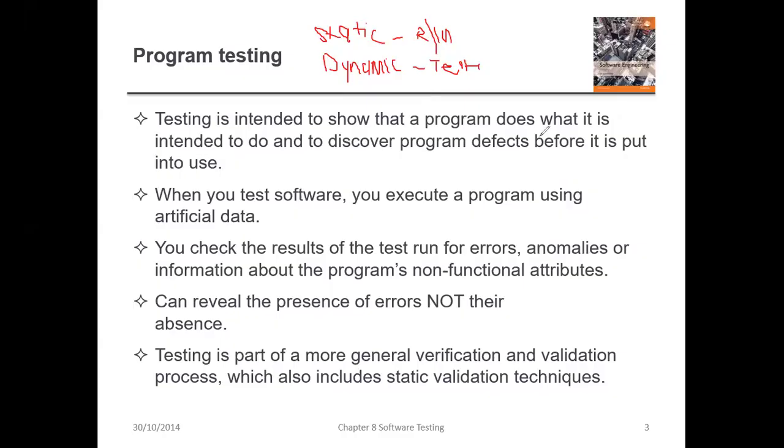Now, all these things can be classified as verification and validation. All right, so that is why here we're saying that testing is a part of a more general verification and validation process, which also includes static validation techniques. So when we talk about static validation techniques, we look at reviews and inspections. When we're talking about dynamic, then we look at verification and validation, then we're talking about testing. Okay, so that's what I wanted.